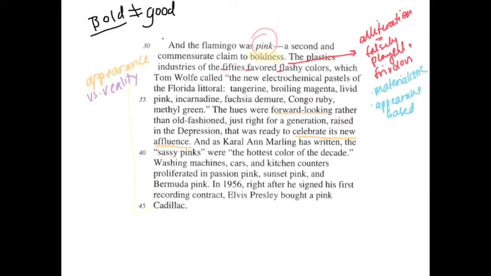And at the end, like I said in our overview video, repetition is going to be seen in practically every analytical passage that you're given. If you see it at all, it's often there to emphasize something. And again, I see here at the bottom part of this passage where she says, "washing machines, cars, kitchen counters, proliferated in passion pink, sunset pink, and Bermuda pink." Here I see a repetition of objects and versions of pink. To me, this repetition emphasizes the fact that it's pervasive and really kind of obnoxiously present in American life.